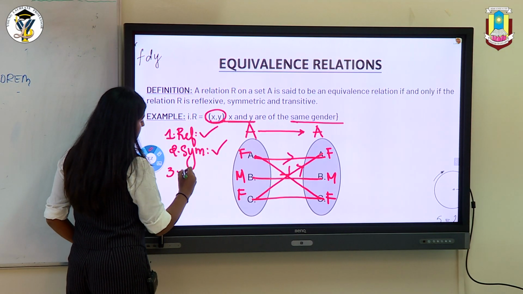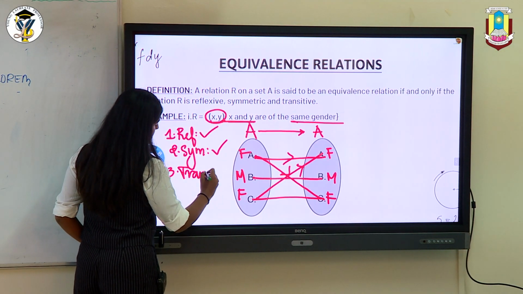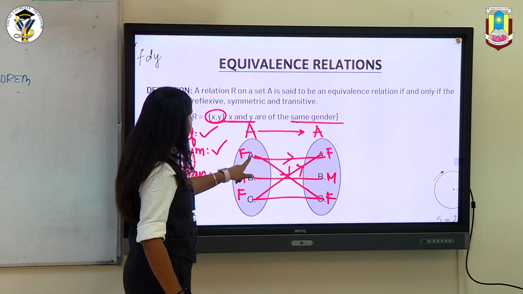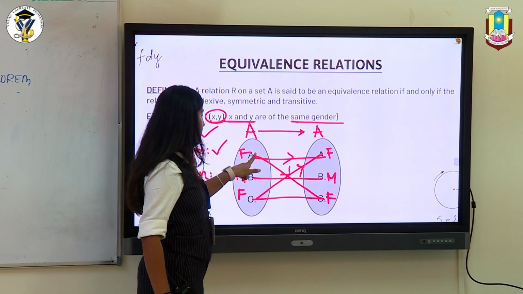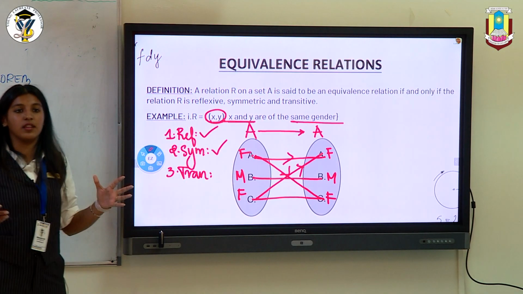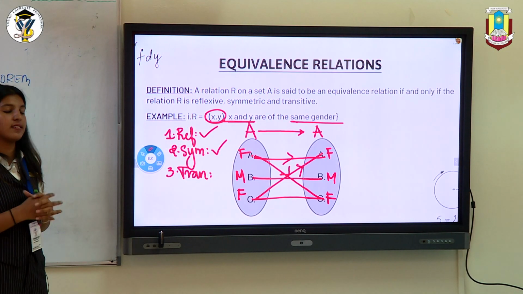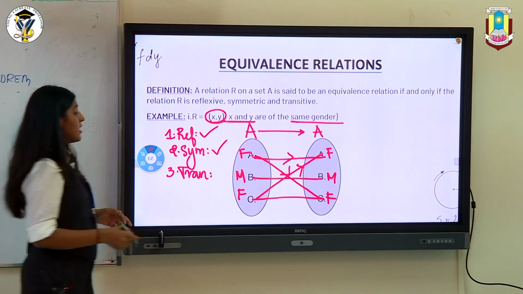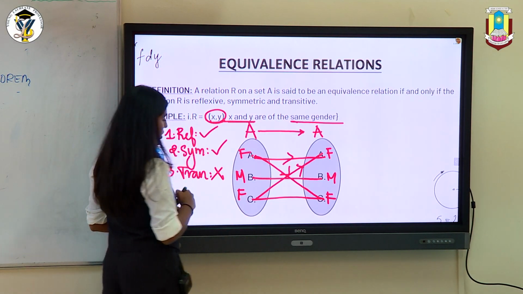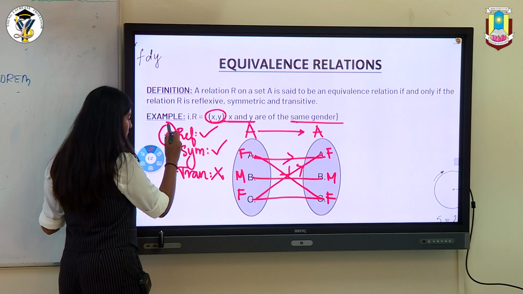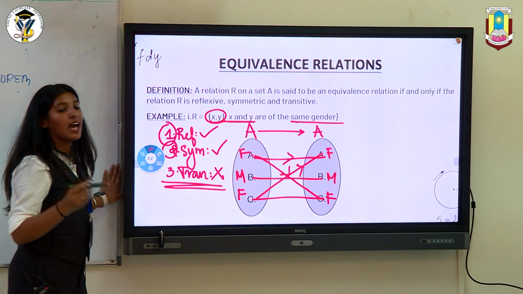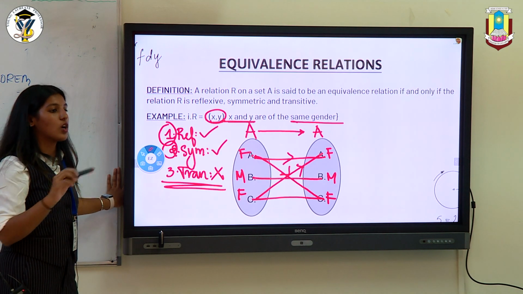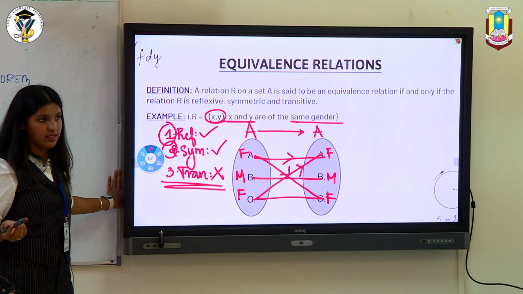Then, it is transitive. A is related to C, C is related to A. But are they both related to each other? Is there another element connecting A and C? No. Thus, this is not a transitive relation. It's a reflexive relation, it's a symmetric relation, but it is not a transitive relation, and thus this relation will not be classified as an equivalence relation.